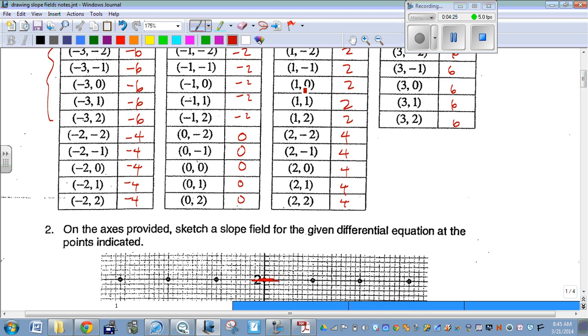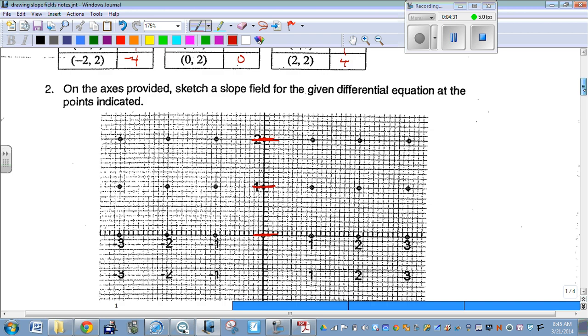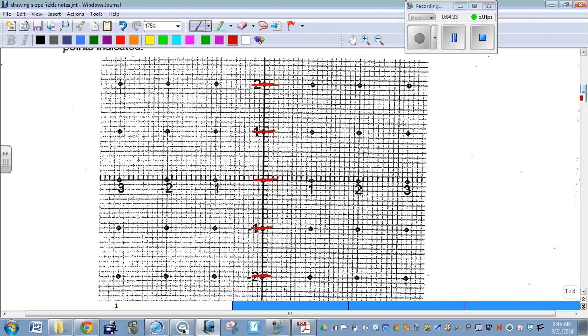Then I'm going to look at the x equals 1s, all those points. When x is 1, the slope is always 2. So for all of these points right here, the slope is going to be 2. So all I'm going to do is go from this point, go up 2 over 1. And then I'm also from that point going to go down 2 to the left 1. And there's our little slope. Up 2 over 1, down 2 over 1.